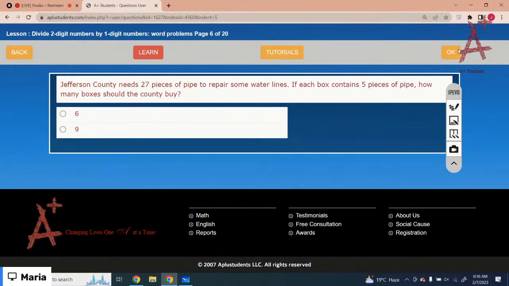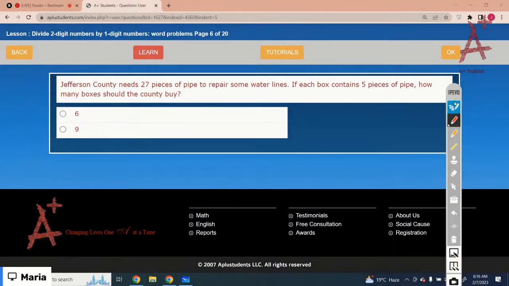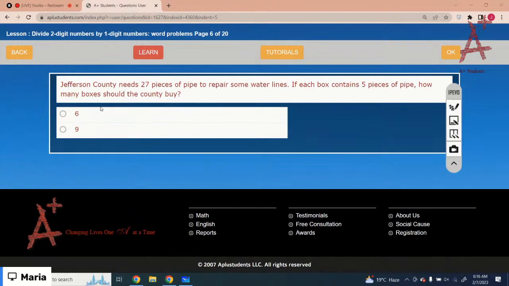Okay, the next one is Jefferson County needs 27 pieces of pipe to repair some water lines. If each box contains 5 pieces of pipes, how many boxes should the county buy? So you have to divide 27 by 5. So we know that 5 times 5 is 25. So you are left with 2 more pieces. That means you have to add one more. So 5 plus 1 is 6. So the correct option is 6. Got it? So just select the correct option, then click on the OK button.